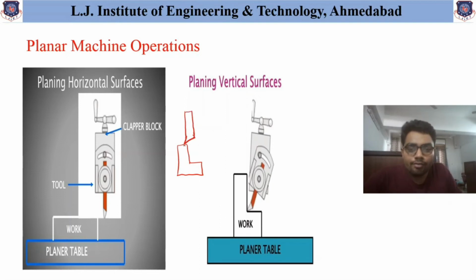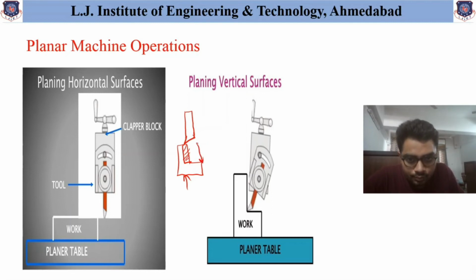Now if one wants to machine this vertical surface using the planing machine, how can this operation be performed? As we know, this table can be moved in the horizontal direction by a particular mechanism, but this table cannot be moved in the vertical direction. So to machine these particular surfaces, what needs to be done?